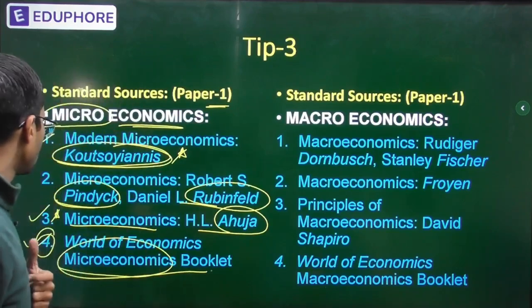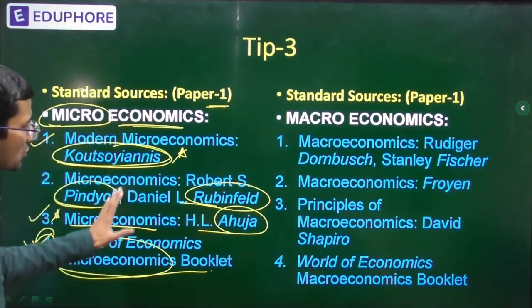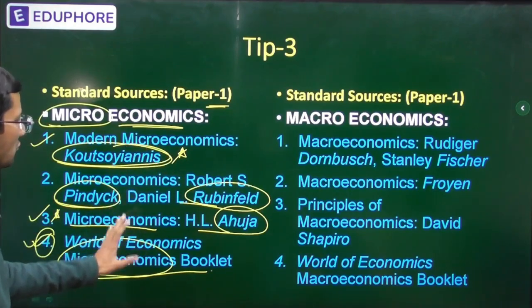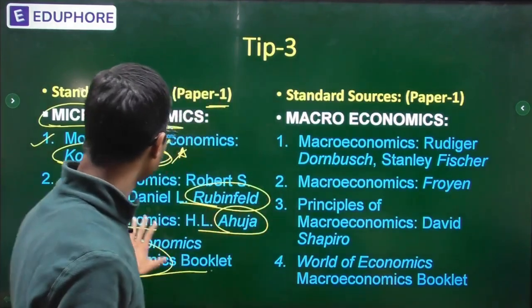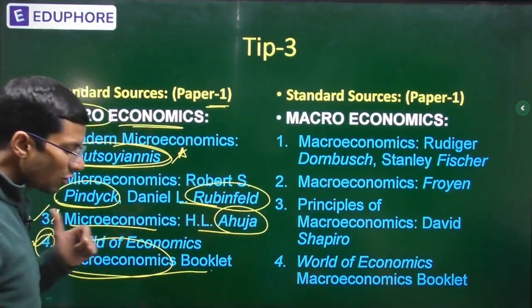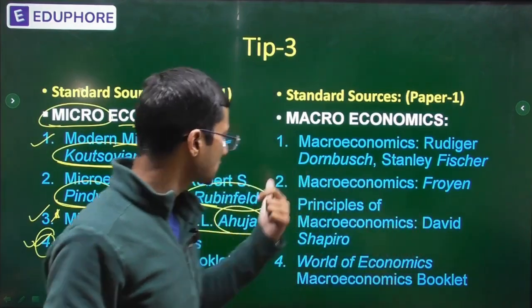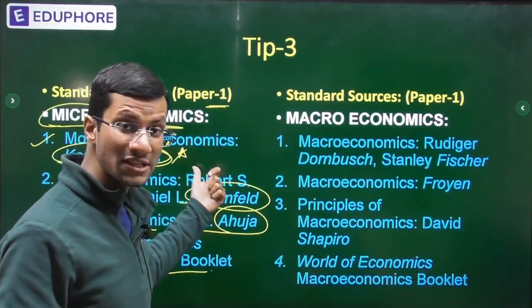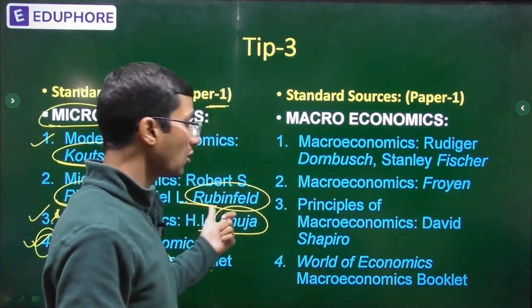Okay? So the booklet, because if you take these three books individually and read them, okay? It will take very much time, a long time. Plus you might not be able to interlink the things. Getting that? It may be that some things are better given in Cordes, some things are good in Pindyck, and some things are good in Ahuja.